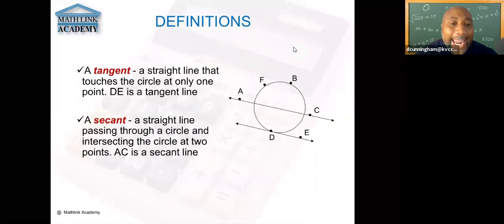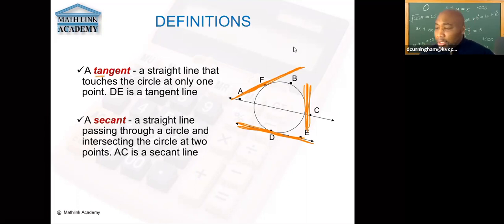Now let's talk about the tangent and the secant. A tangent is a straight line that touches the circle at only 1 point. So if you look at the segment or the line, it's really a line, DE. In this example, this is a tangent line. It only touches the circle at 1 point. This is also a tangent line, only touches at F. This is also a tangent line. So what I put in orange are tangent lines.